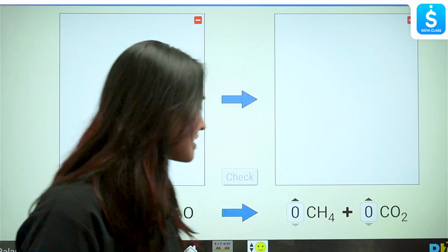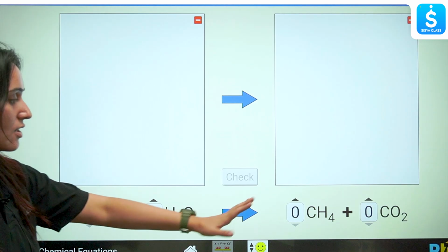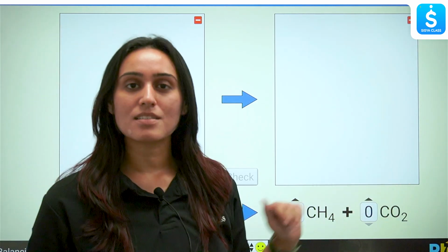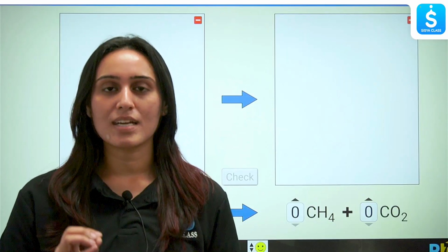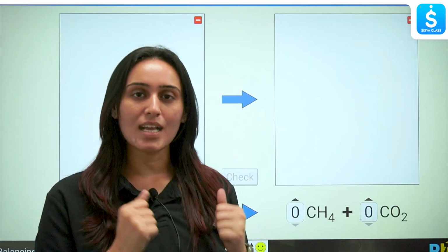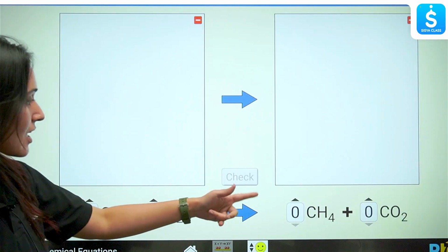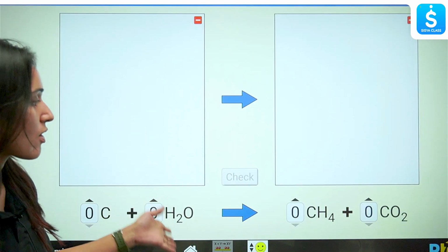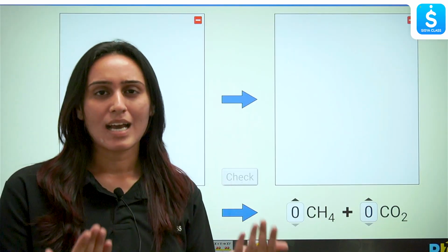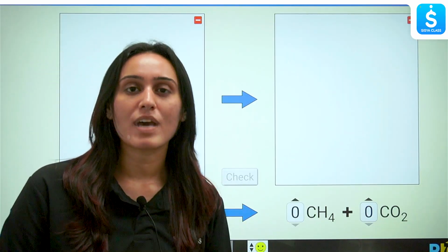Okay, so please see this chemical reaction. You have carbon reacting with water to give you methane and CO2. Now we first want to find out whether this reaction is balanced or not, then we will move ahead, right? So first we will see how many carbon atoms are present on both sides, how many hydrogen atoms are present on both sides, and oxygen atoms on both sides. If they don't match, then we will move ahead with our steps.